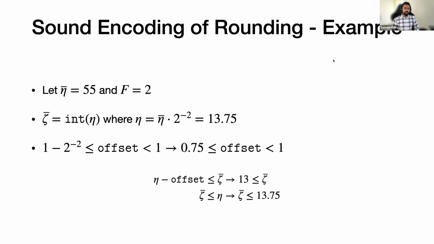And these are the two equations that are used to soundly encode the rounding operation in a mixed integer linear program. Now, if you substitute the values, you'll see that we get 13 must be less than or equal to zeta bar, and zeta bar must be less than or equal to 13.75. Since zeta bar is an integer variable, the only value that satisfies both equations is 13, and 13 is going to be assigned to zeta bar by the MILP solver.